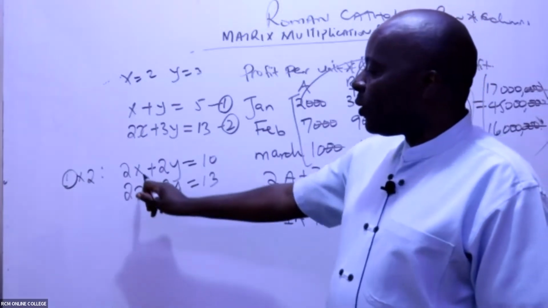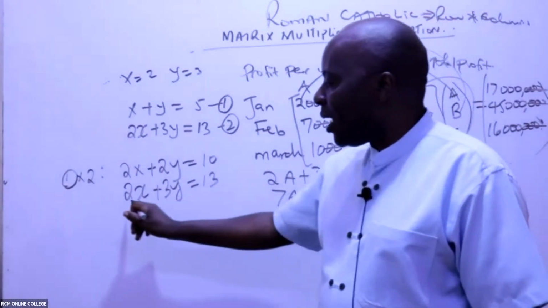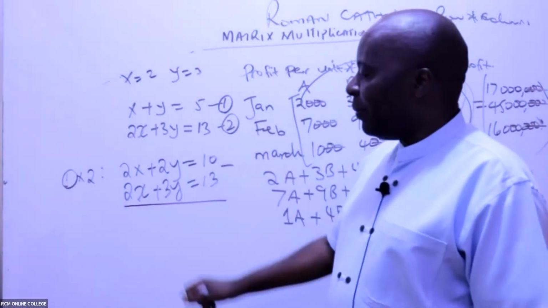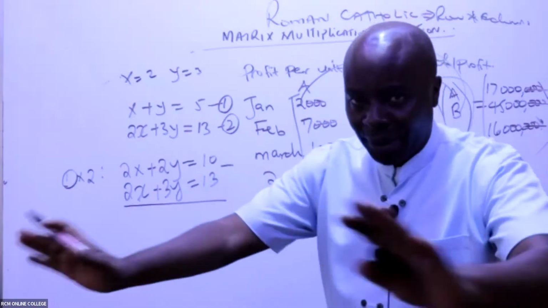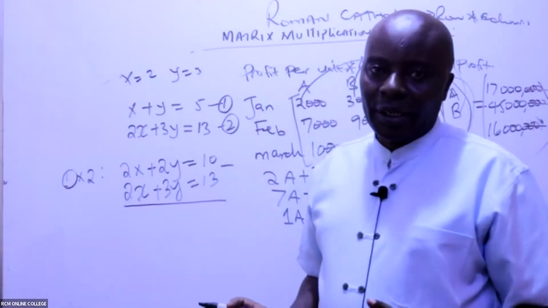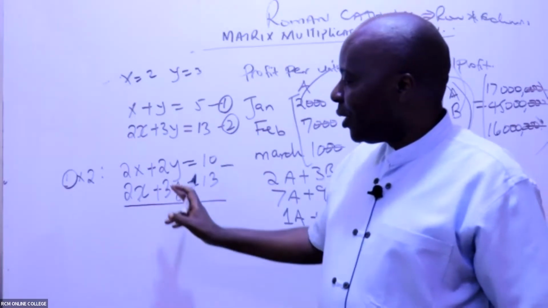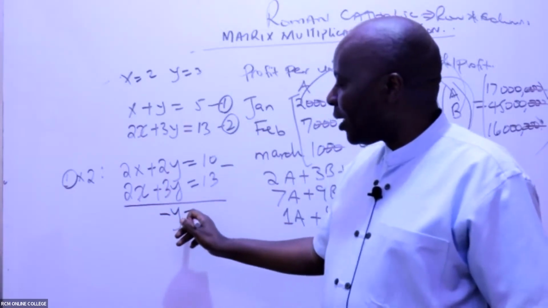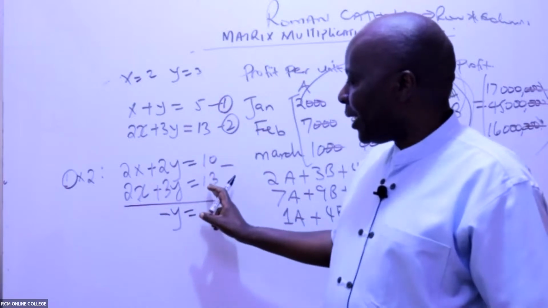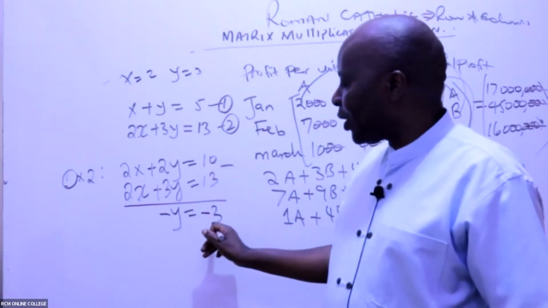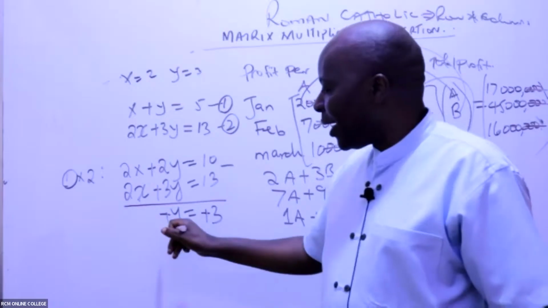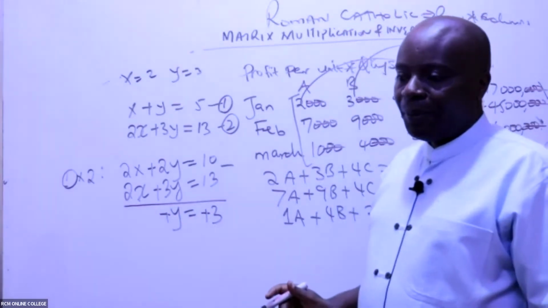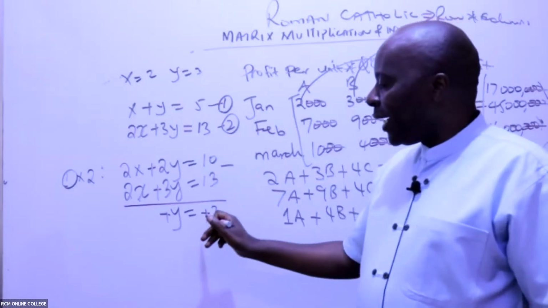Now, because x and x are the same, we can eliminate. When I eliminate this, x disappears. That is what we wanted, to eliminate x. 2y minus 3y gives me minus y, equals 10 minus 13, which gives me minus 3. So minus and minus disappear, meaning the answer for y is 3.